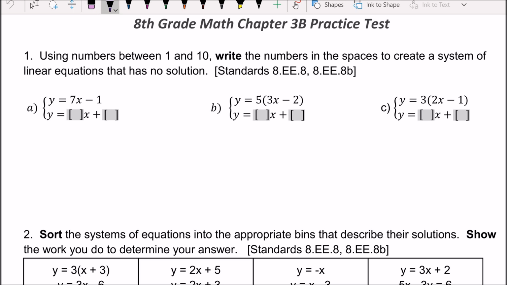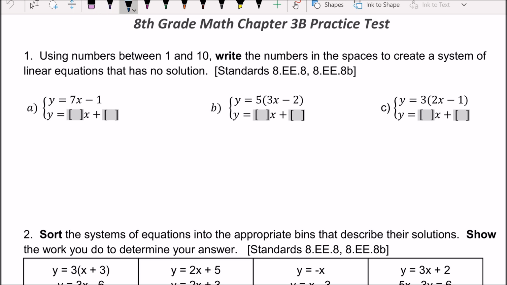Number 1, using the numbers between 1 to 10, write the number in the spaces that create a system of linear equations that has no solution. So I made a few typos on number 1 because I didn't actually read the whole problem. I just kind of created a problem similar to your test without looking at what I'm typing down. So I'm sorry for that one.